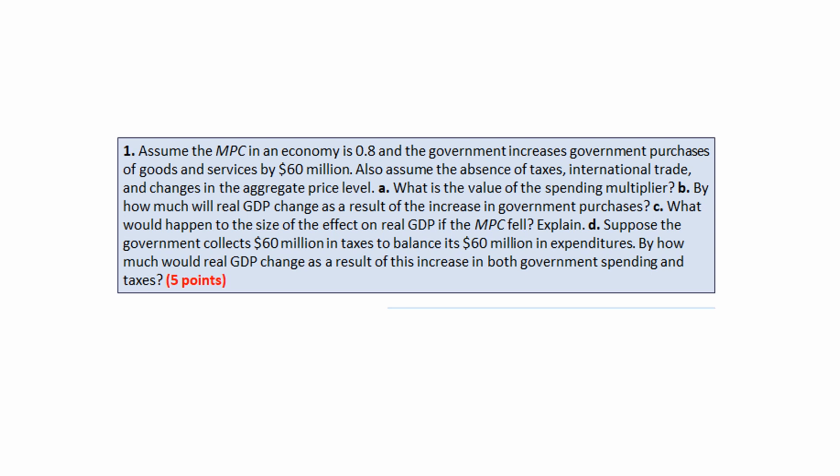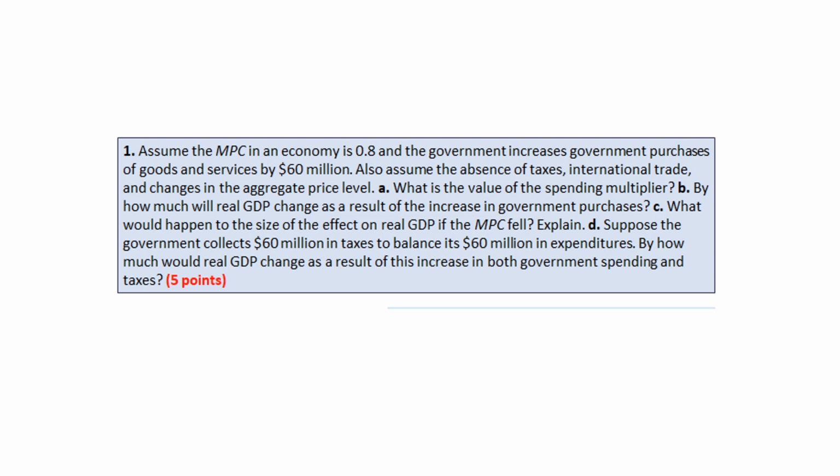What is the value of the spending multiplier? I just gave you that formula: 1 over 1 minus the marginal propensity to consume, or 1 over the marginal propensity to save. Right? 0.8 marginal propensity to consume, 0.2 marginal propensity to save. That adds up to 1, or 100% of disposable income.